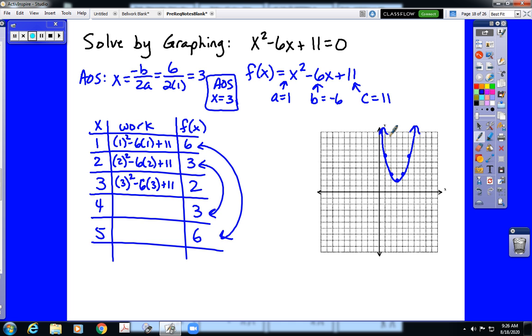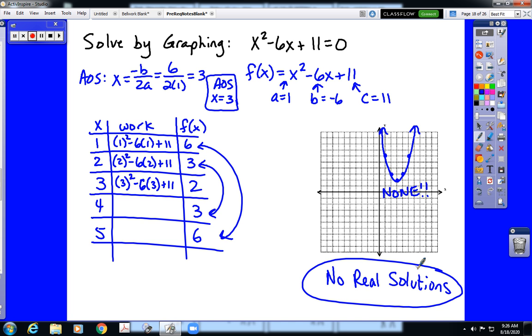And then we look for x-intercepts. This has no x-intercepts. Doesn't cross the x-axis, which means that this particular quadratic function has no real solutions. Please be advised that it does still have solutions. You'll learn about how to deal with that in Algebra 2. So for now, instead of saying no solutions, which is not mathematically correct, we should be saying no real solutions, because the solutions to this equation are not real numbers.